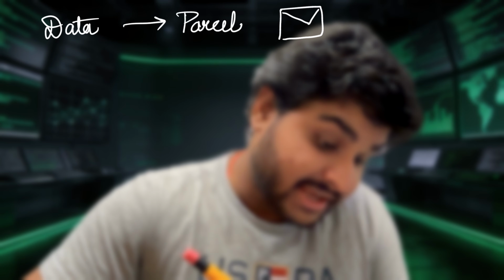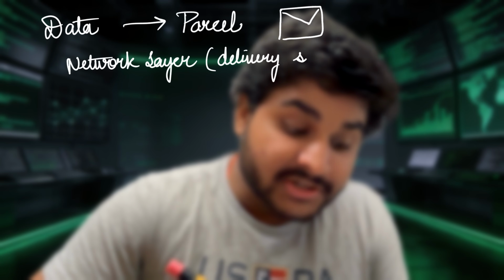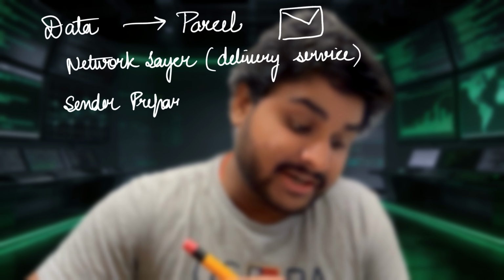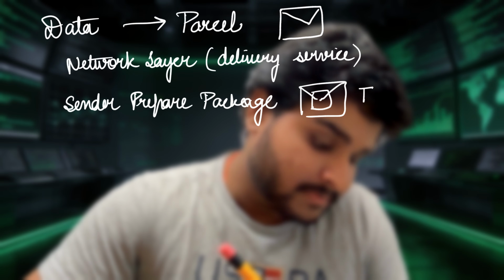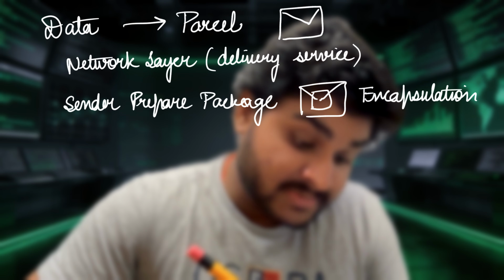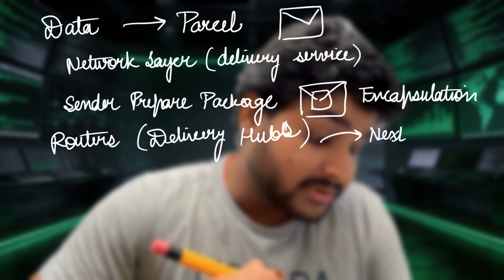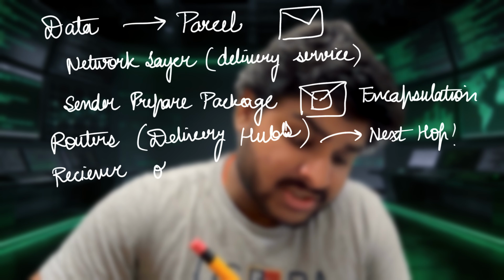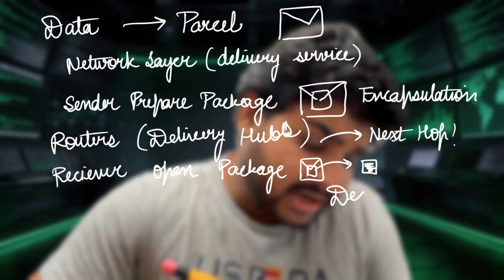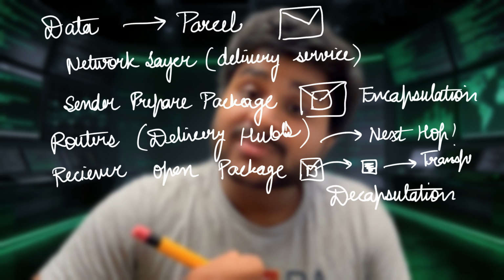Let's tie it all together with a real-world analogy. Think of your data like a parcel. The network layer acts like a delivery service. The sender prepares the package with the right address: encapsulation. Routers are delivery hubs that check the address and pass it to the next hop. The receiver opens the package, decapsulation, and gives it to the right person: the transport layer.